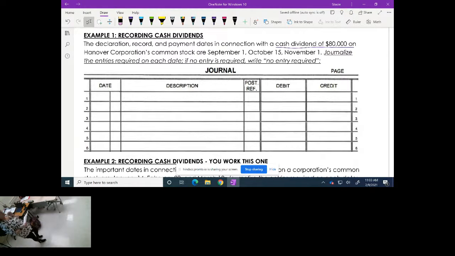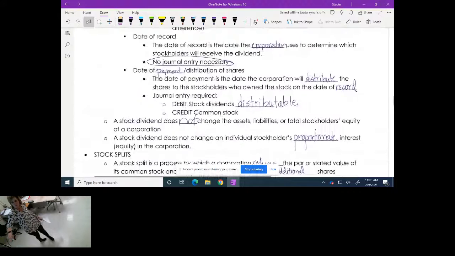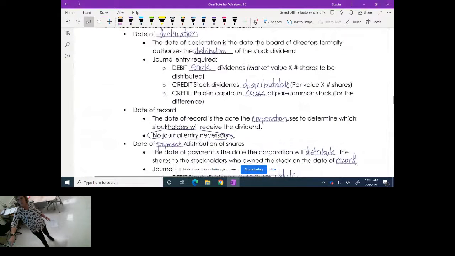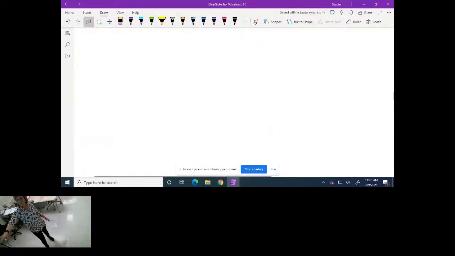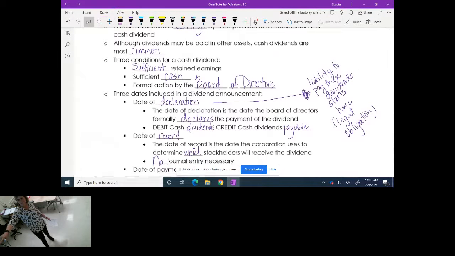All right, remember there are two different kinds of dividends that can be paid out: cash dividends or stock dividends. Cash is they pay stockholders cash. Stock dividends are actually distributions of shares of stock. And remember, let's go back real quick. There are important dates.